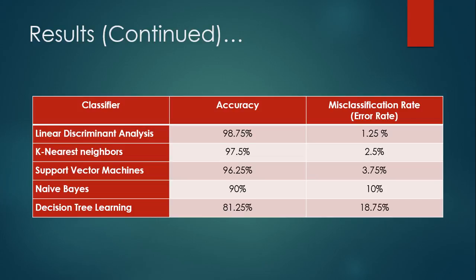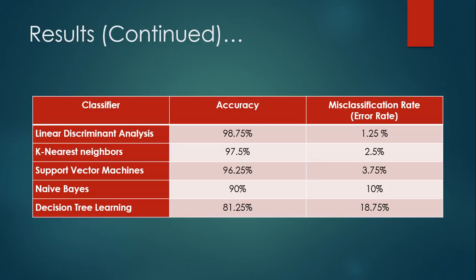So this is the accuracy and misclassification rate for all the classifiers, and the formula for calculating the accuracy and misclassification is mentioned in my project report. For LDA, the accuracy was very high, which was 98.75%. Even KNN and SVM had very high accuracy and a low misclassification rate.